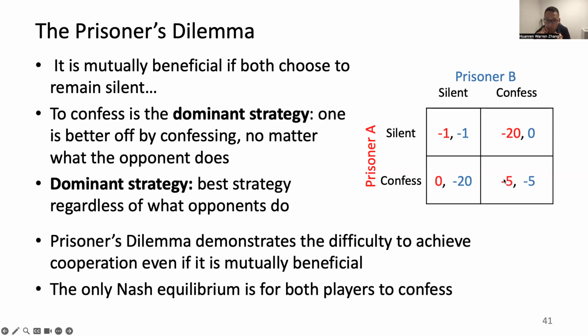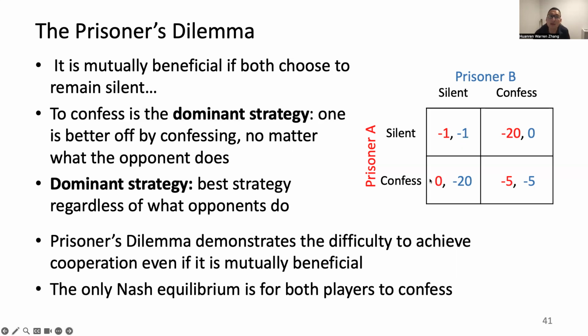However, as we have mentioned, if both of them were able to keep silent, they would achieve this mutually beneficial outcome of serving only 1 year, but they are not able to reach this outcome if they care about their self-interest. That's why it's called a dilemma. The dilemma indicates that there's a conflict between personal interest and the social interest.